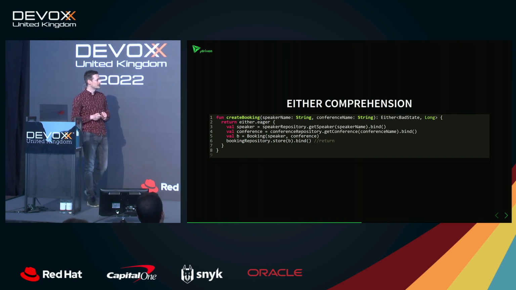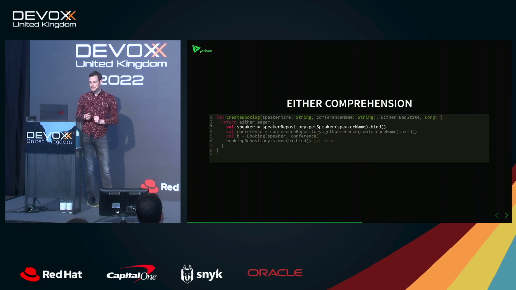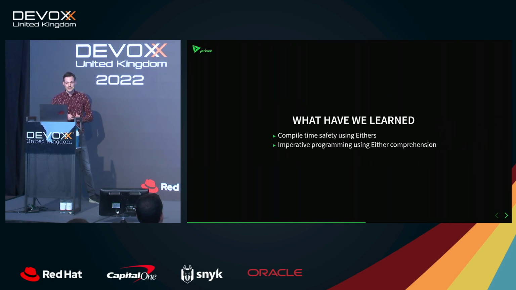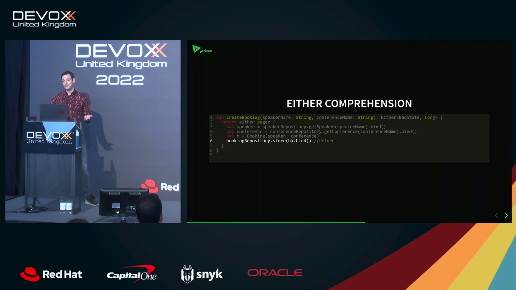We now have an either.eager block. We get our speaker, and we call .bind on it. If that didn't go correctly, this function would instantly return back with our instance of either.left. If it went correctly, we go to the next line. We can get a conference, call .bind. Now we can just create a booking, and we can store the booking. And as you can see, this is basically the same code we had before. So thanks to the either comprehension, we basically don't have to deal with the downside of monads. We can just do our normal programming, but still get all the compile time safety that eithers offer us.